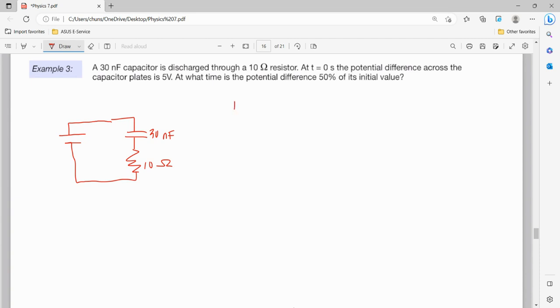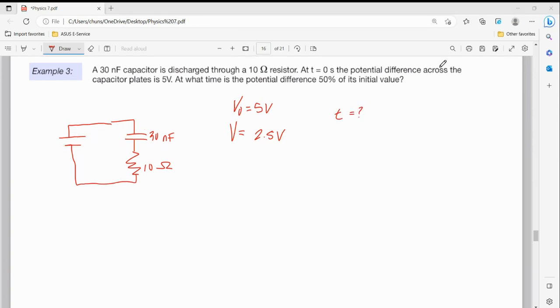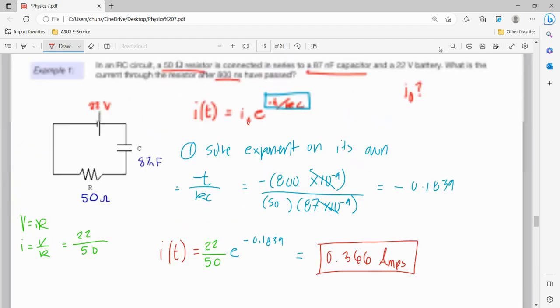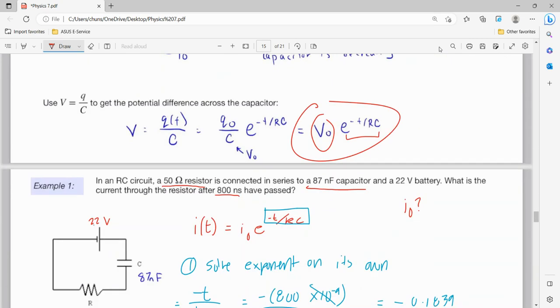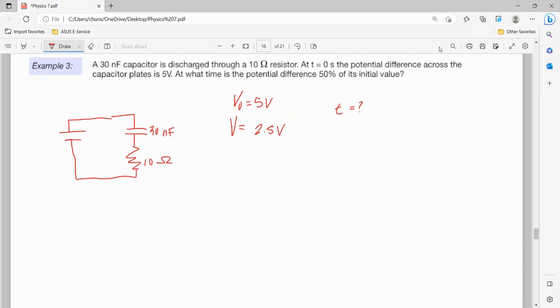So this is initially equal to 5 volts, then we want when our voltage is equal to 2.5 volts. So we want to find at what time we will get that to happen. What we can do is rearrange this equation. We're going to use this equation right here to help us find what our new time will be. So this is V equals V naught times e to the negative t over RC.